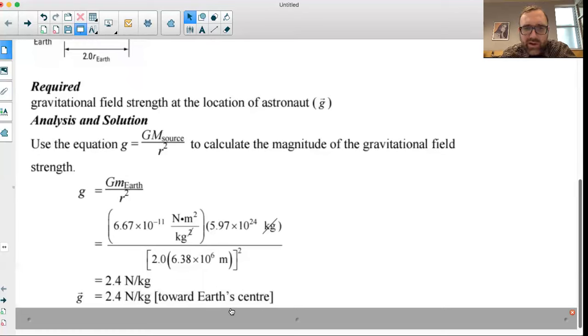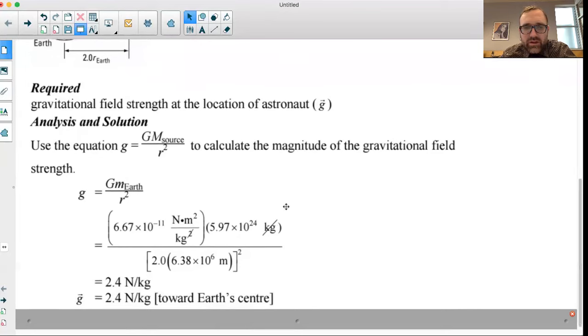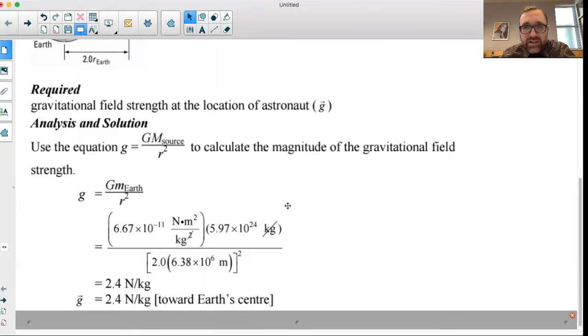Now keep in mind, why didn't we use the mass of the astronaut? Because the mass of the astronaut is not applying to this gravity. So keep that in mind, we had to use the mass of the Earth to actually get a better understanding. It didn't matter how big the astronaut was, unless he's heavier than Earth, but unfortunately, it's not going to happen.